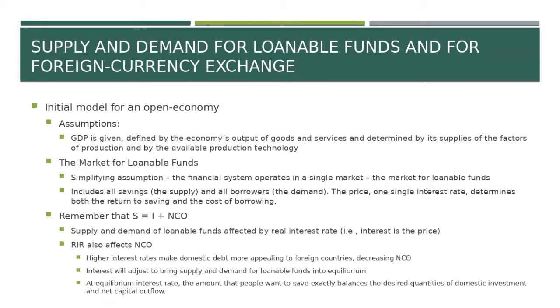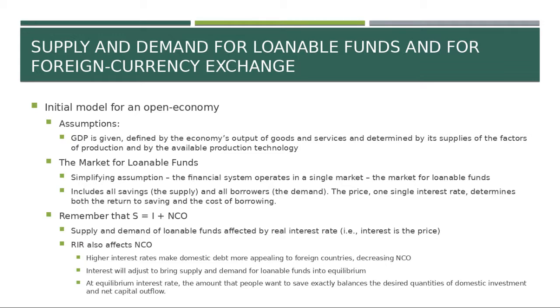Now remember that one of the identities we discovered last chapter was that national savings is equivalent to investment plus net capital outflow. Supply and demand of loanable funds are then affected by the real interest rate, i.e. we said interest is the price for the supply and demand of loanable funds. But the reality is the real interest rate also affects net capital outflow. Higher interest rates make domestic debt more appealing to foreign countries, which decreases net capital outflow as foreign countries and foreign citizens purchase more domestic financial assets.